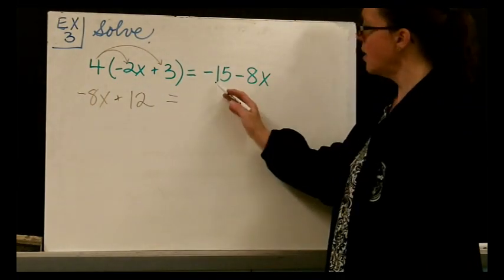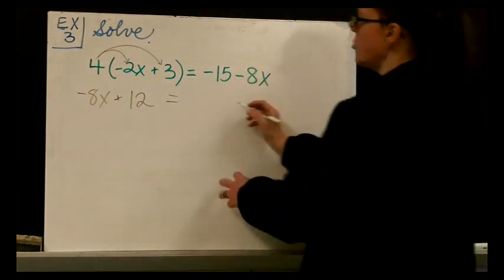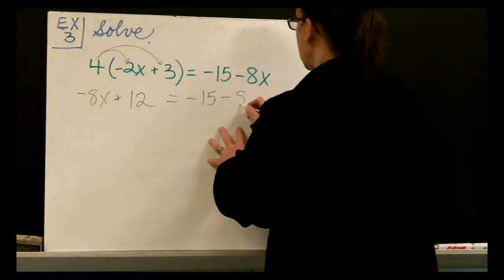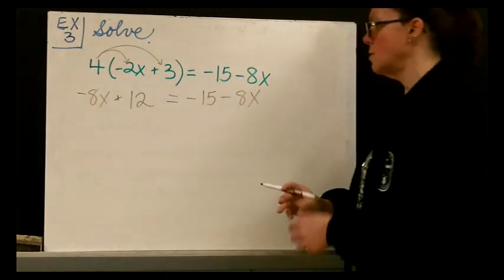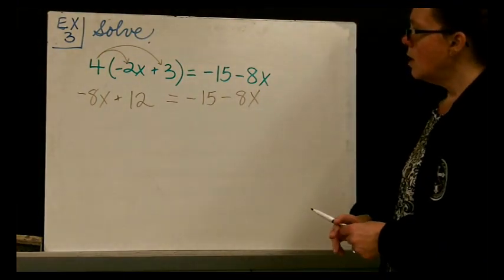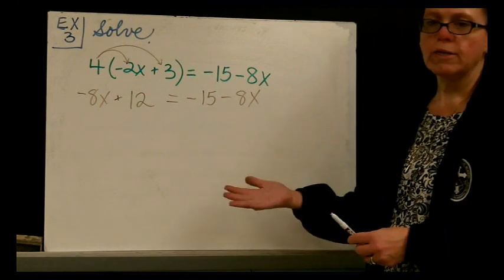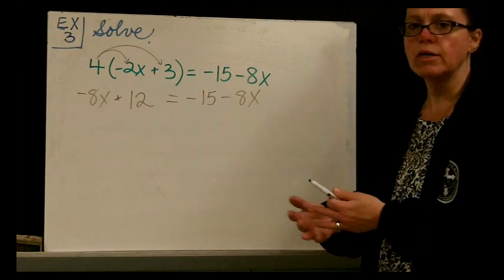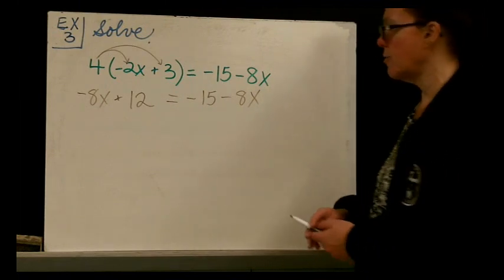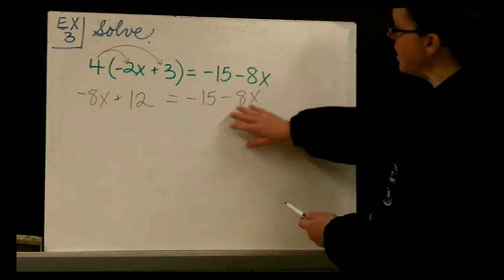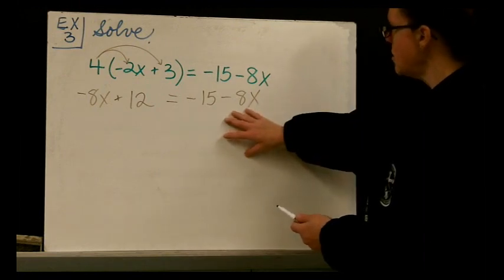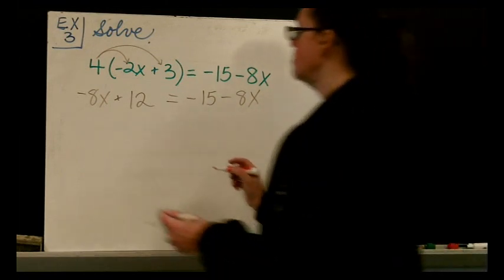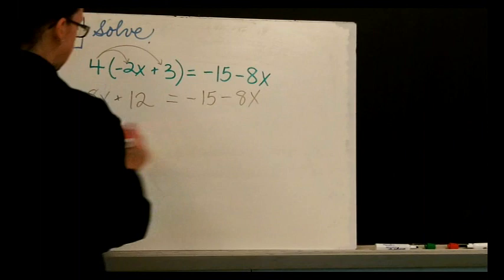Now let's take care of this side. There's really nothing to do, so we're just going to bring down this part of the equation. Negative 15 minus 8x. So we're going to do what we did in example 1 and example 2. We're going to move all of our constants to one side and have the variable terms on the other. I see negative 8x on this side, so what I'm going to do is put a positive 8x on both sides because we want the x alone.